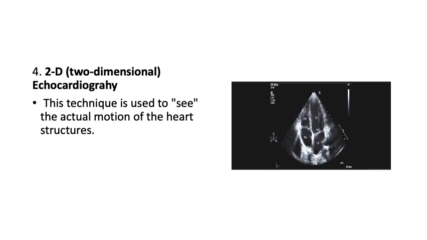Another is the 2D or two-dimensional echocardiography. This technique is used to see the actual motion of the heart structures. A 2D echo view appears as cone shape on the monitor, and the real-time motion of the heart structures can be observed. This enables the doctor to see the various heart structures at work and evaluate them.